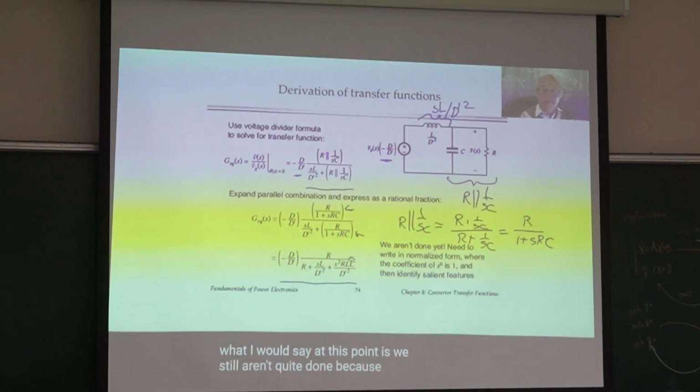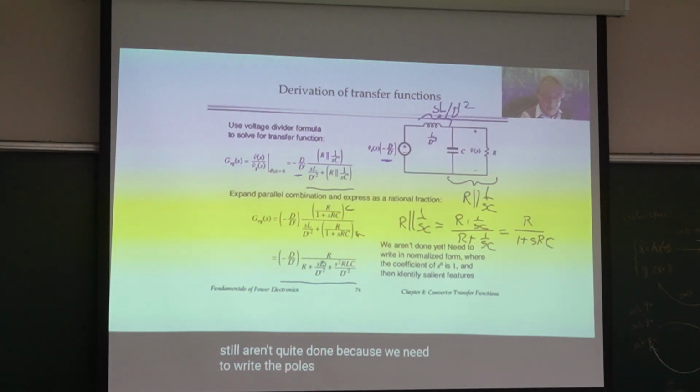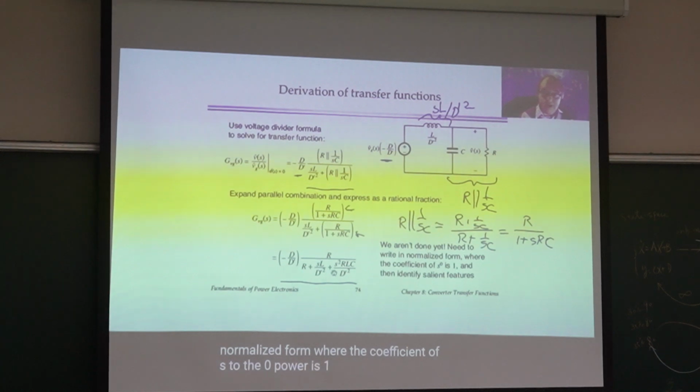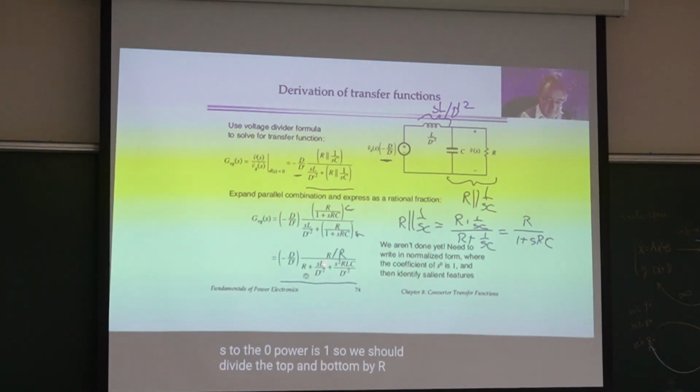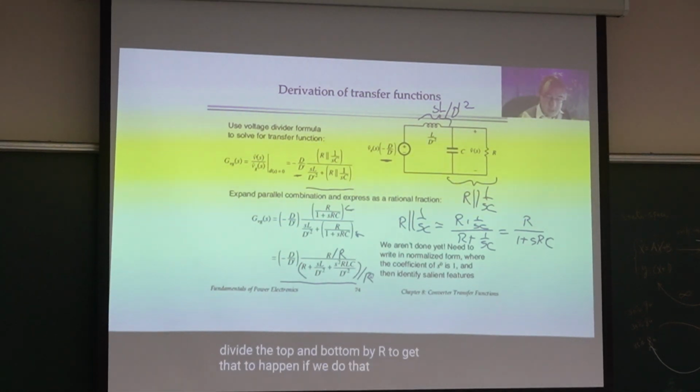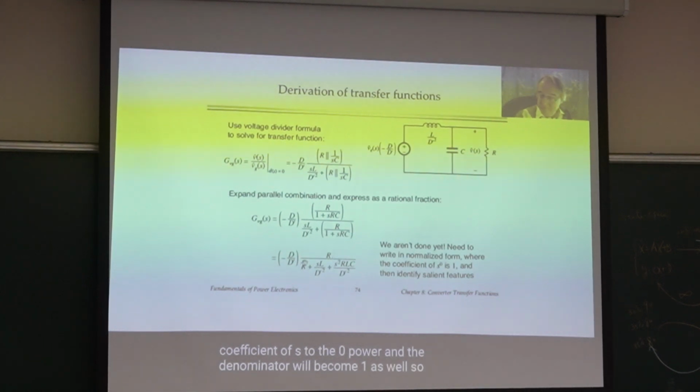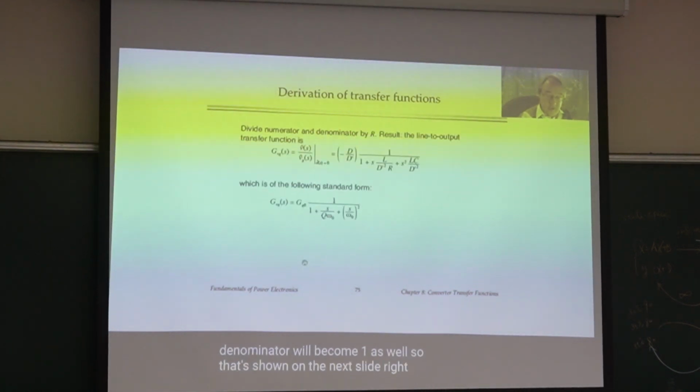We aren't quite done because we need to write the poles and zeros in normalized form, where the coefficient of s to the 0 power is 1. So we should divide the top and bottom by R to get that to happen. If we do that, then we'll get 1 in the numerator, and this coefficient of s to the 0 power in the denominator will become 1 as well. So that's shown on the next slide.